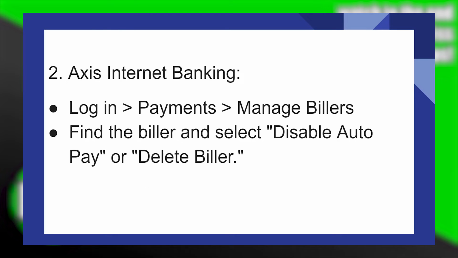After that, you can use Axis Internet Banking. So log into your account and click on the Payments option from Manage Billers. Find the biller and select Disable Autopay or Delete Biller.